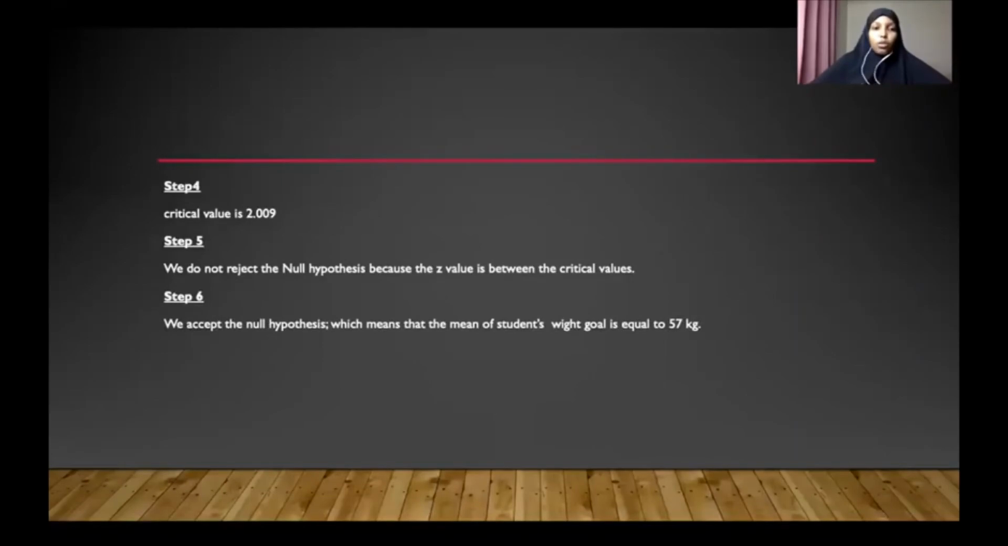And step 4, the critical value is 2.009. Step 5, we do not reject the null hypothesis because the test value is between the critical values. Step 6, we accept the null hypothesis, which means that the mean of students' weight goal is equal to 57 kg.